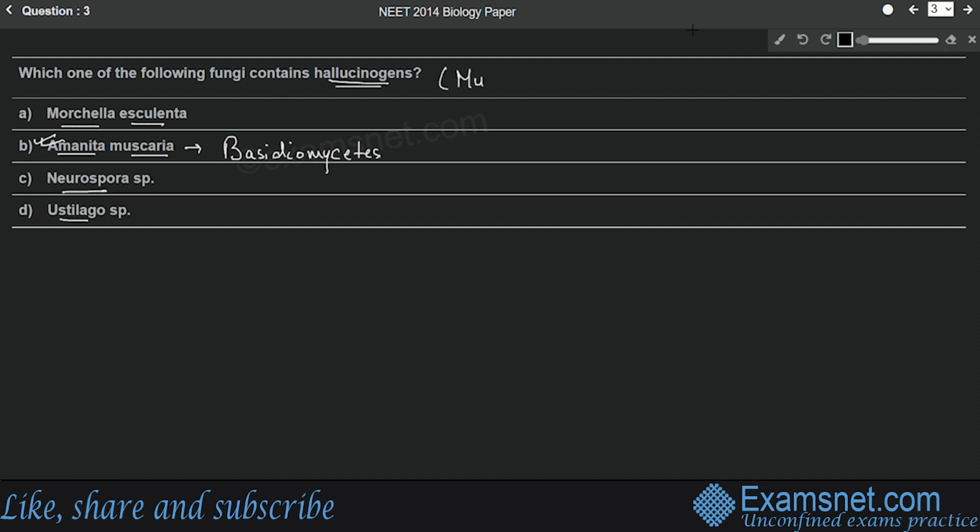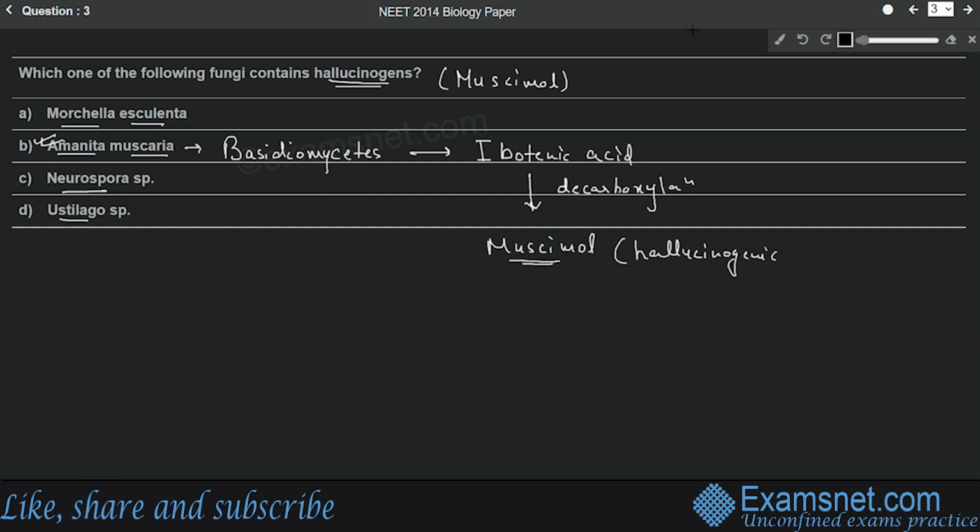But the precursor of muscimol is ibotenic acid. So this fungus produces ibotenic acid, which undergoes decarboxylation to produce the muscimol. And this is the main chemical that is responsible for the hallucinogenic property.